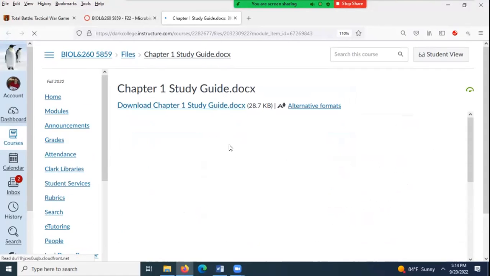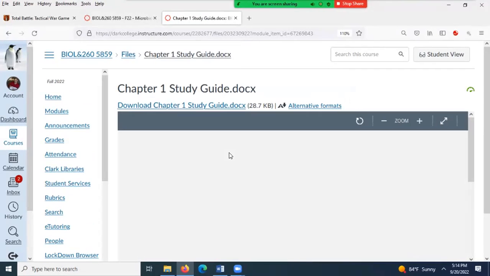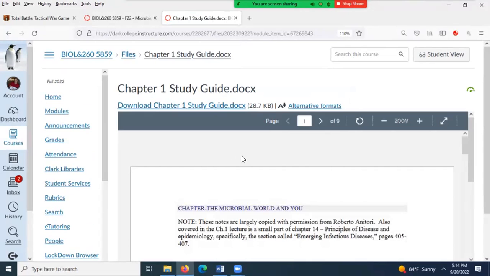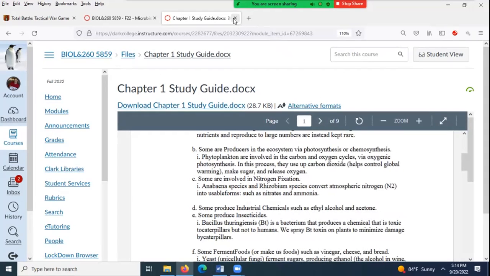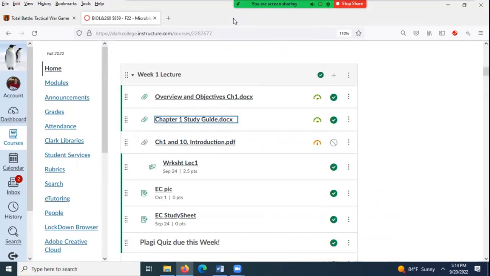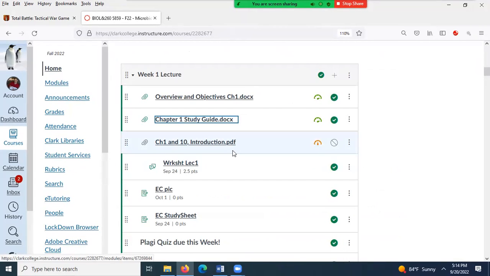However, the study guide is in sentence format. It's not in the PowerPoint format, but you could print it out and then put your notes on this page. Any question about any of that? And then there will be a worksheet for the lesson 1. And this is due this Saturday as well at 11:59 p.m.